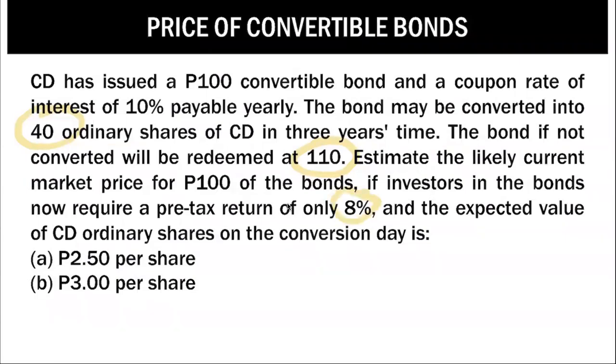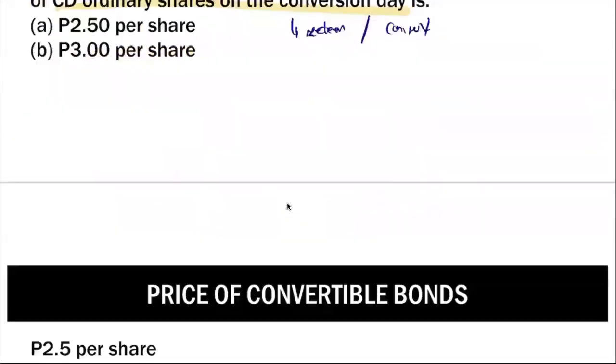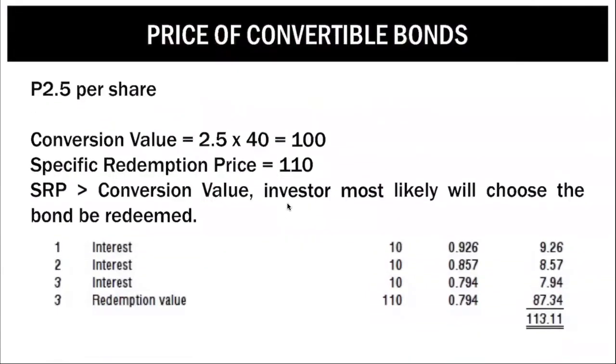return of only 8%. The expected value of CD ordinary shares on the conversion day is 2.5 per share and 3 pesos per share. And take note, as we said, to know the value, you must know whether you should redeem or you should convert. To know whether you redeem or convert, you compare the amount of the conversion to the redemption price. So let's compute first for 2.5 per share.